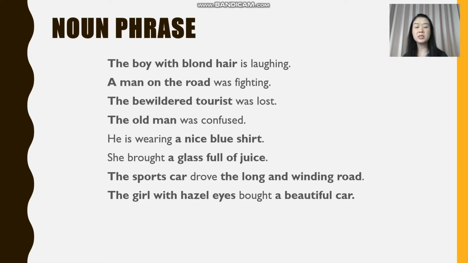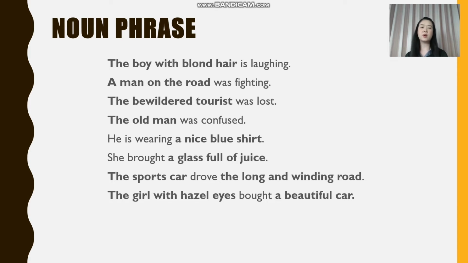The girl with hazel eyes bought a beautiful car. So we have like two different constructions of two phrases. The first one, the girl with hazel eyes. You can see that we have the head word in the middle because we have article at the first, right, before the head word. And then we have with hazel eyes, that is the preposition phrase right after that head noun. Alright? But for another one, a beautiful car, this is a simple one because we have the head word on the rightmost of that phrase.